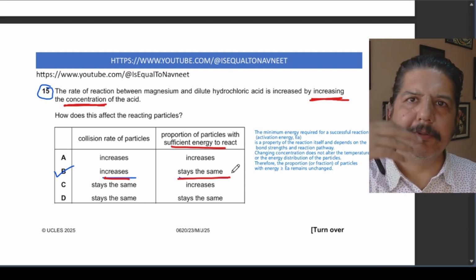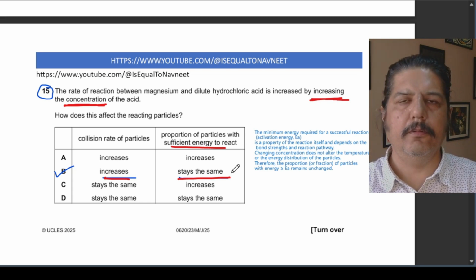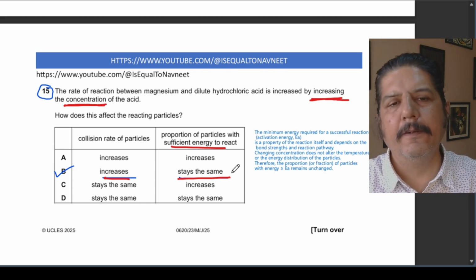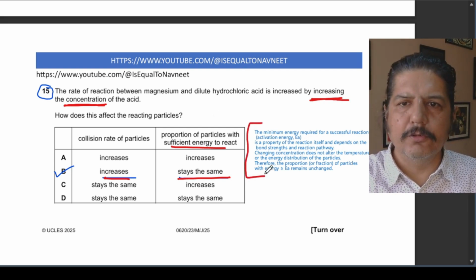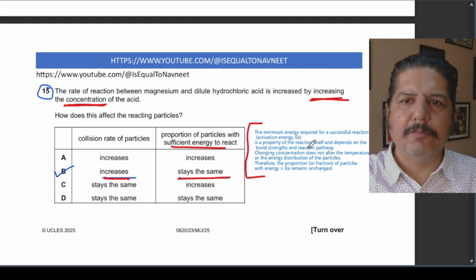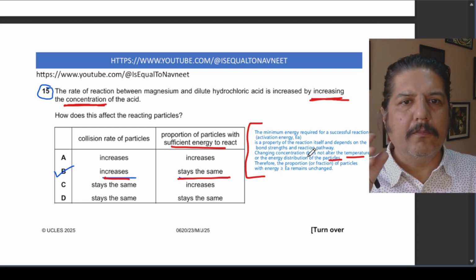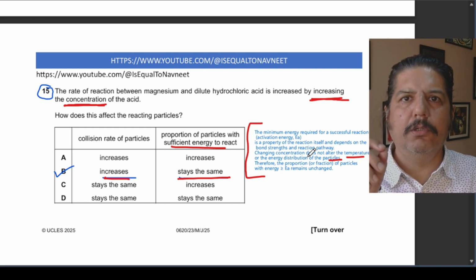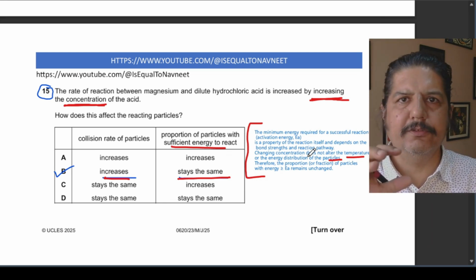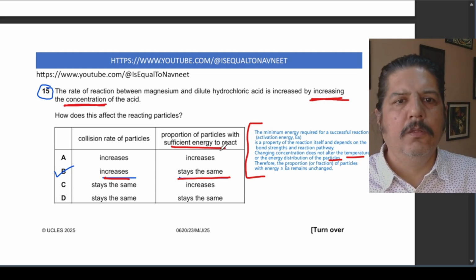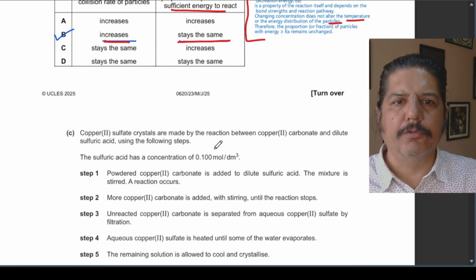So, for example, temperature would be responsible for increasing the energy. Concentration is not one of the factors which increases the energy of the particles. I mentioned this here also. The minimum energy required for a successful reaction is a property of the reaction itself. It does not depend upon the changing concentration, and concentration does not alter the temperature or energy distribution of the particles. So you have to be clear about what factors affect which part of the reaction. To be very clear. So let's move to the next question.